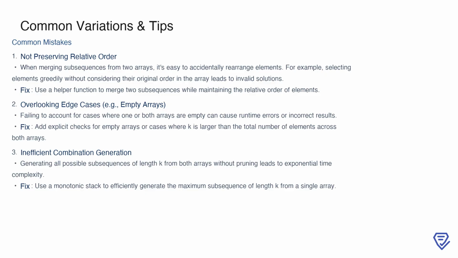To avoid this, make sure to check for empty arrays and consider cases where k is larger than the total number of elements across both arrays. Finally, generating all possible subsequences of length k from both arrays without any pruning can lead to exponential time complexity, making the solution impractical for larger inputs. Instead, leverage a monotonic stack to efficiently generate the maximum subsequence of length k for a single array, which simplifies the problem and improves performance.